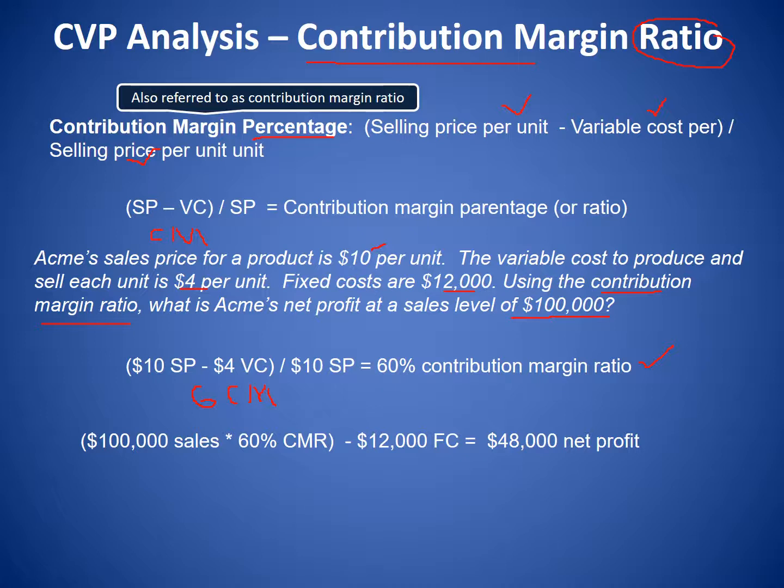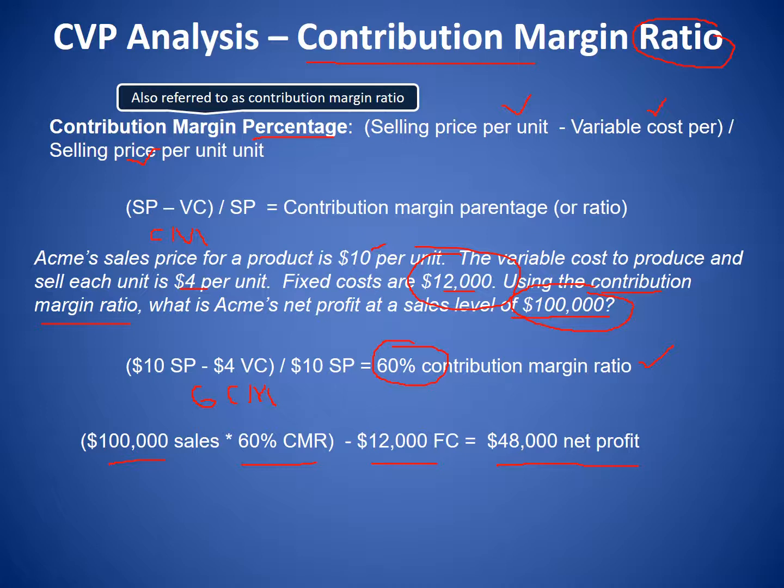We take the $100,000 of sales that we said we had achieved times the 60% contribution margin ratio. We subtract out those $12,000 fixed cost, and that means we end up with a net profit of $48,000, which is exactly the same amount that we had calculated in the previous slide. And that's not surprising because we're using pretty much all the same data.